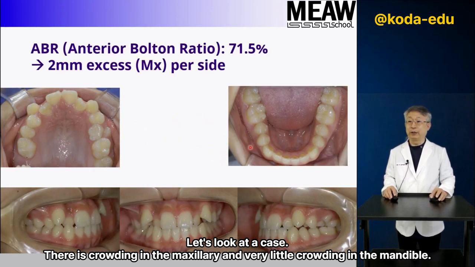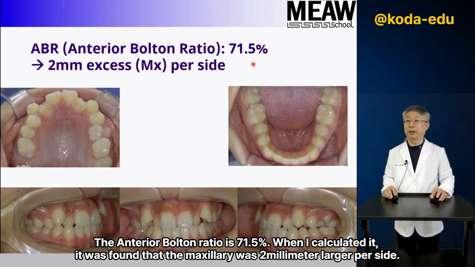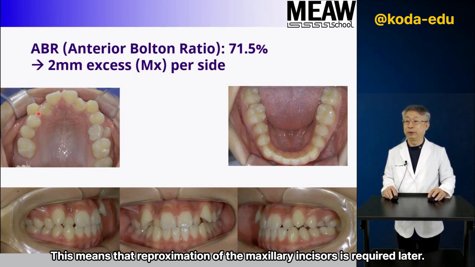Let's look at a case. There is crowding in the maxillary, and very little crowding in the mandible. The anterior Bolton ratio is 71.5. When I calculated it, it was found that the maxillary was 2 mm larger per side. This means that reproximation of the maxillary incisors is required later.